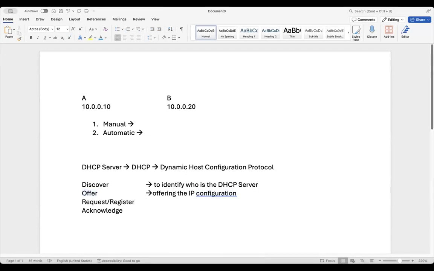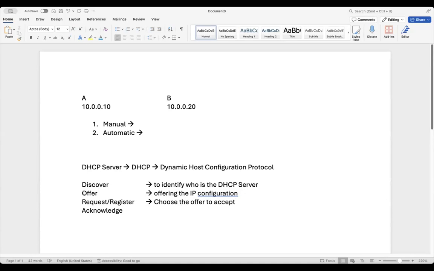Now, it's quite possible that in an environment, you may have more than one DHCP server. It is quite possible the user may be receiving these IP-related configurations from more than one DHCP server. So now what the machine will do is, on a first-come, first-served basis, whichever server has released the IP address-related configurations to me first, I will be accepting it. Choose the offer to accept it. That's where the request comes into the picture.